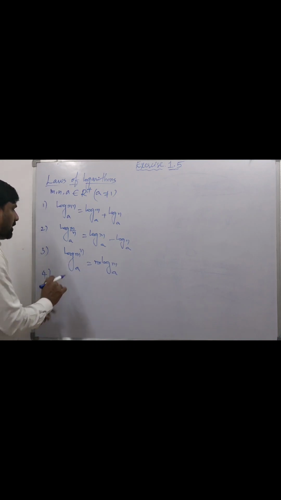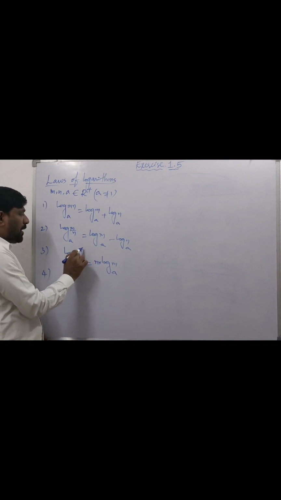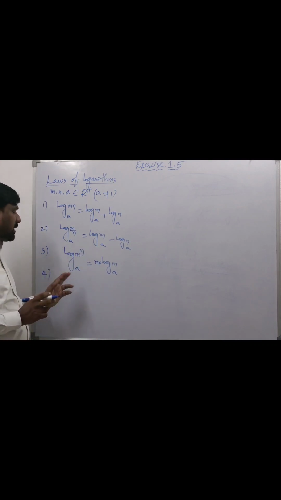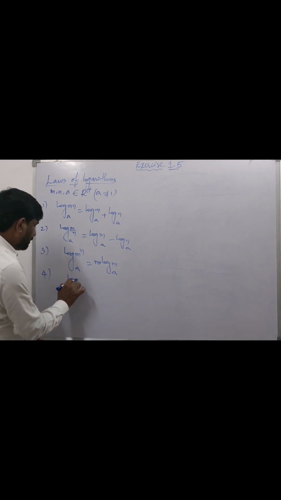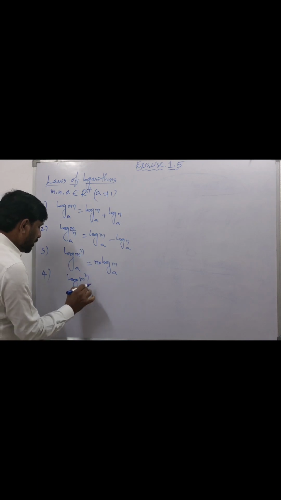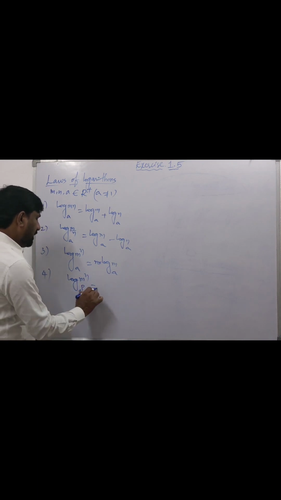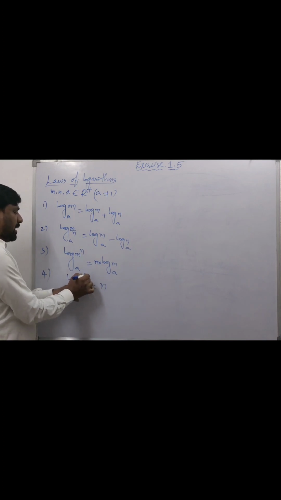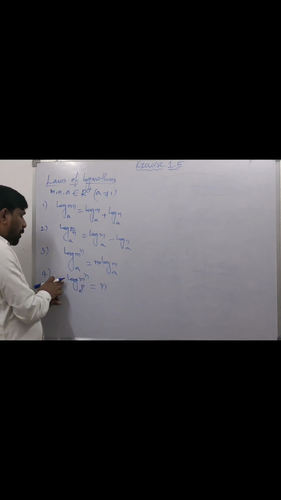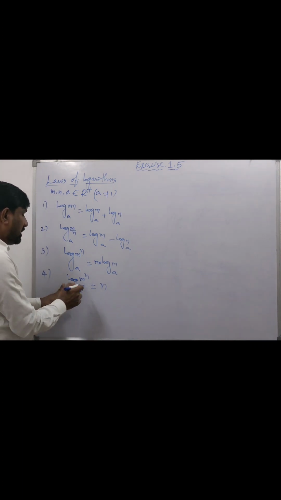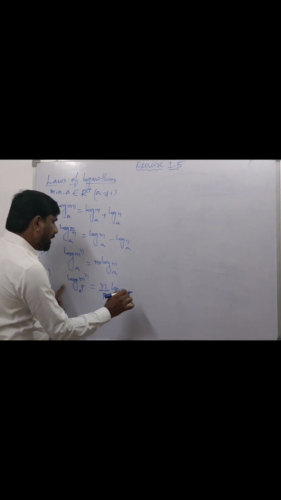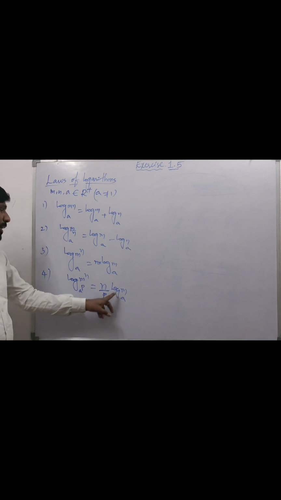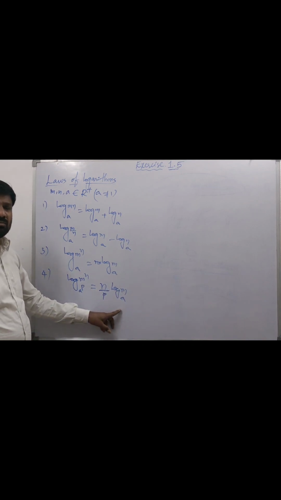In general, a base is there. For a logarithm of a number, a power is there. If the power also exists in the base, then what will be the case? Logarithm of a number m to the power n, and base a to the power p, let us assume. Then the power n will be written as a product in front of the log, and the base power will divide it: n by p into logarithm of m to the base a. Clear?